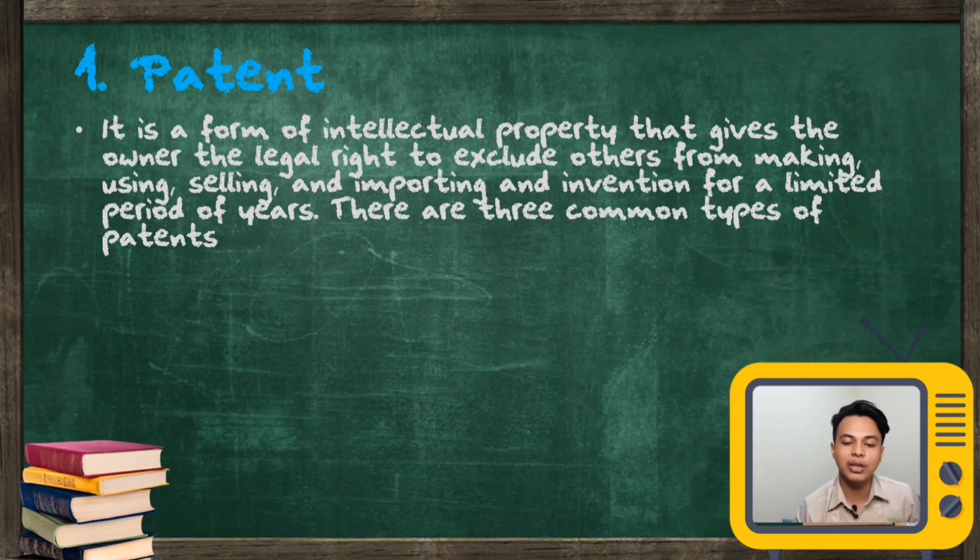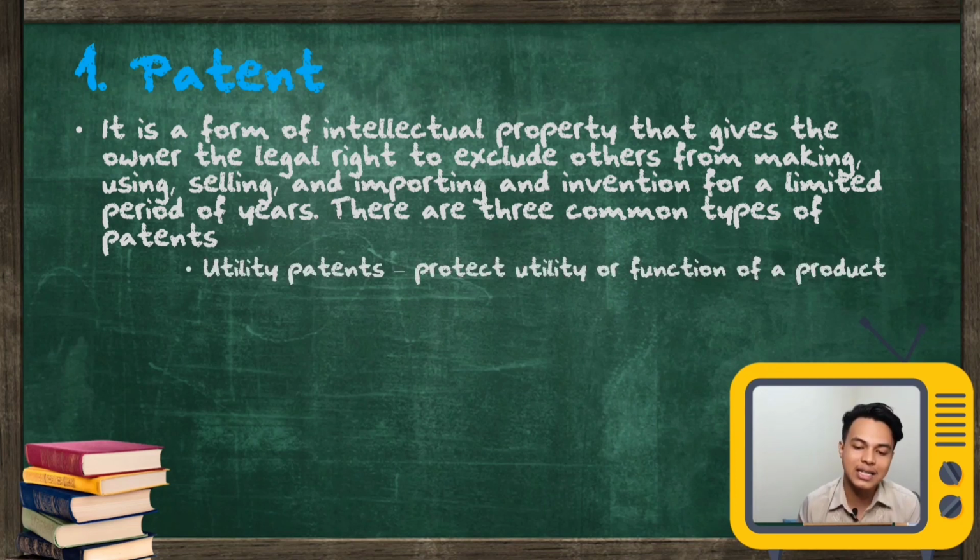So there are three common types of patents. So the first one is utility patent. So when we say utility patent, this is the protection in terms of the usability or function of a product. So say for example, a smartphone company discovers a holographic camera, so that when you capture an object and it is saved in your gallery, it produces a holographic image of the object you captured.